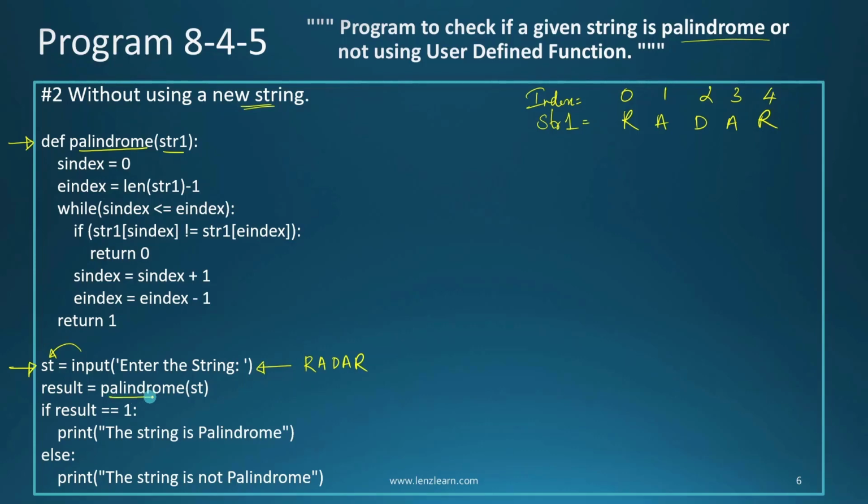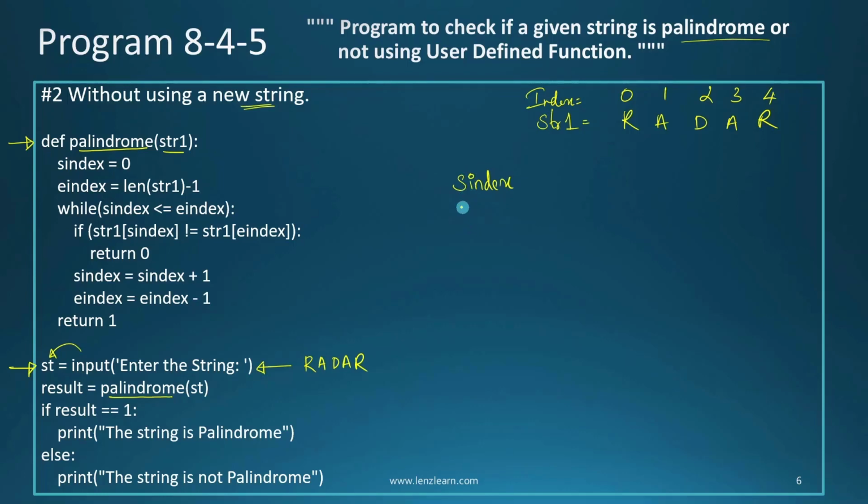Next, I am calling my function palindrome with the value radar stored inside st. So now this value will be passed into str1, and now our function will start. So now str1 has the value radar, and these are the positive indexes, right? 0, 1, 2, 3, 4. And we will be working with positive indexes in this program. After that, I have something called s index. That is the variable for the starting index. I will just write s index, so that is our si.